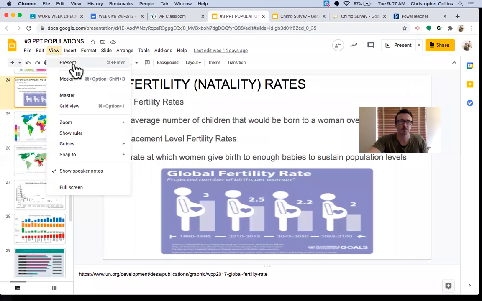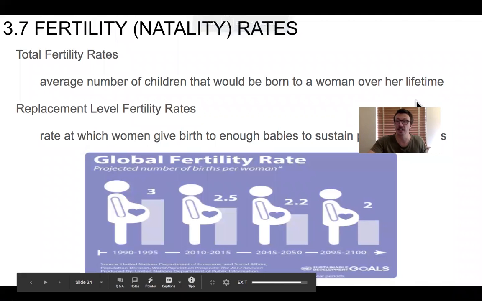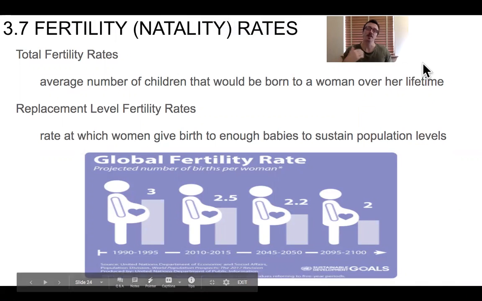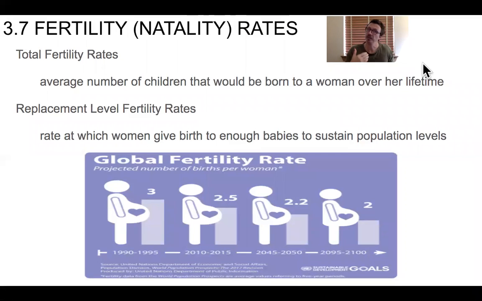So yesterday you were supposed to learn about fertility rates, also sometimes referred to as natality. Total fertility rate, again, is the average number of children a woman will have over her reproductive lifespan. And then replacement level is the number of children a female or a couple needs to have to replace them, to sustain current population levels. And you can see that the global fertility rates have decreased. From 1990 to 2015, it has gone down. And the prediction is that it will continue to go down, and we'll talk about why that is.